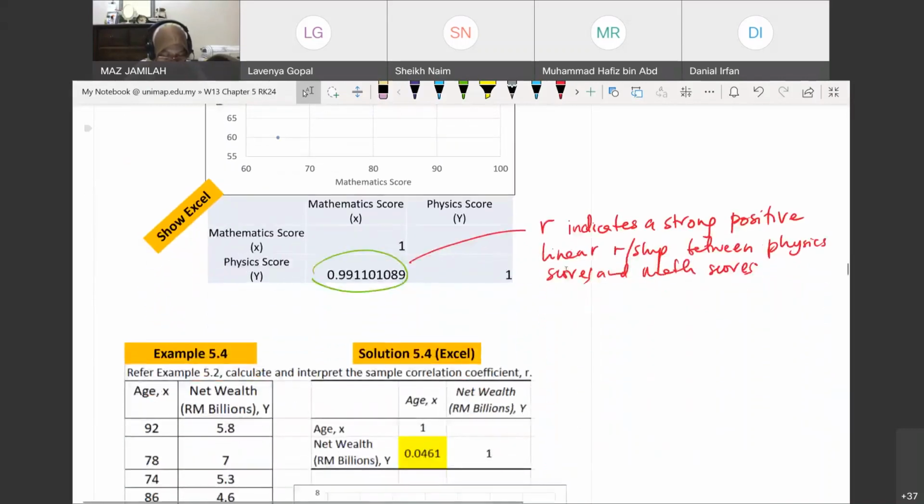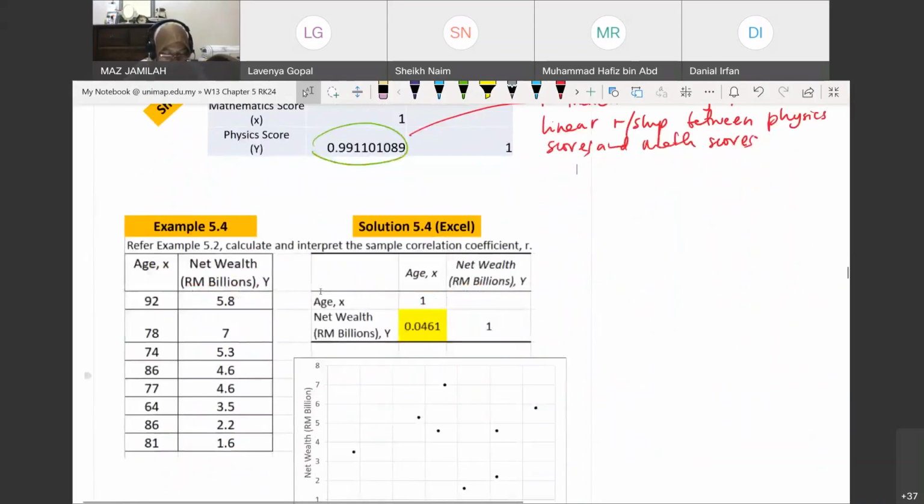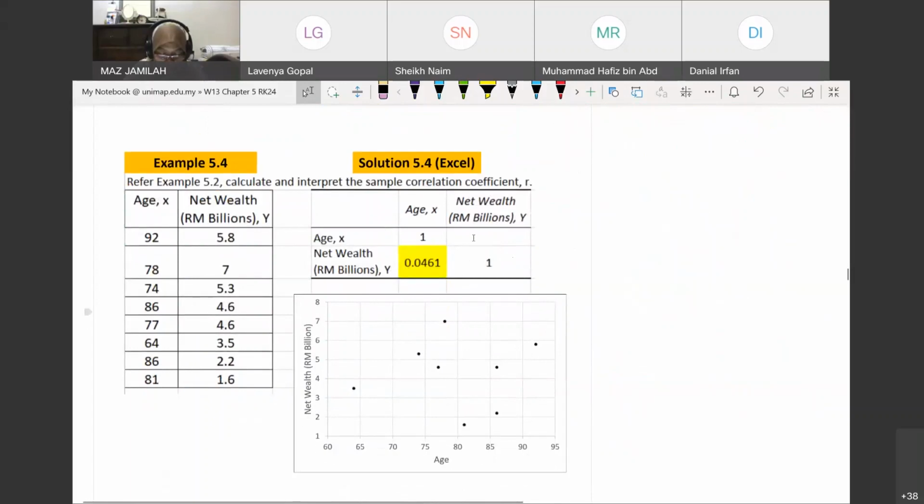That will be from example 5.2. We are talking about age and net wealth. Calculate and interpret the sample correlation coefficient. Let's say we do the same process as what we have done in example 5.3. Now, our table shows this. Okay, and we know that our R is given by 0.046, very small, near 0.